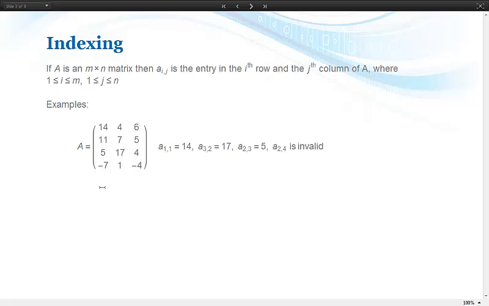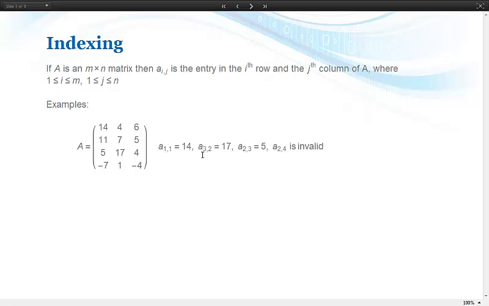So here's an example of indexing a matrix with 4 rows and 3 columns, so A would be 4 by 3. A11, sometimes written without the comma, would be 14 because A11 is the entry in the first row, first column. A32 is 17 because 3-2 picks out the third row, second column. So here's third row, second column, 17.